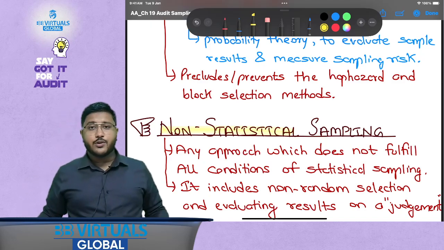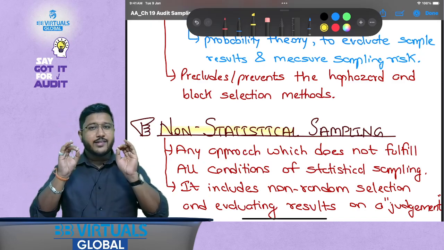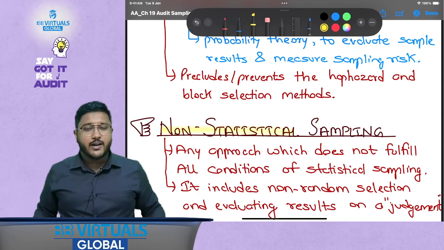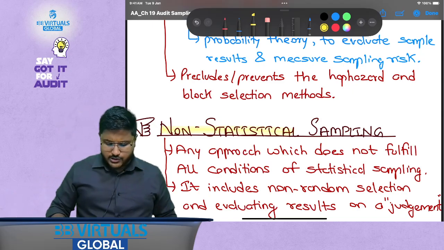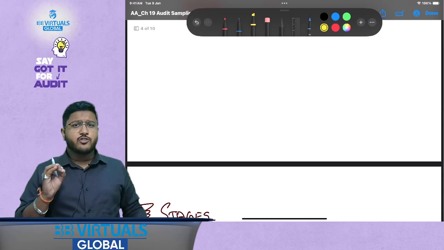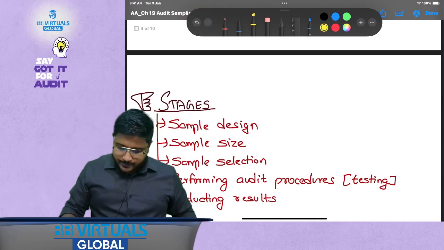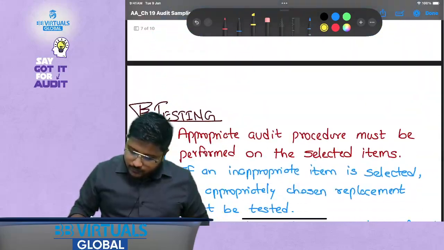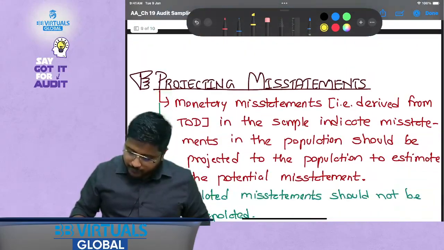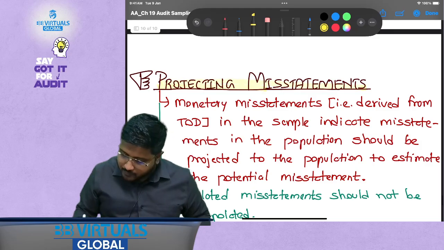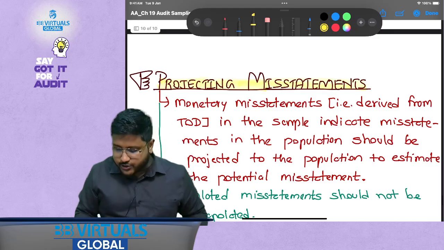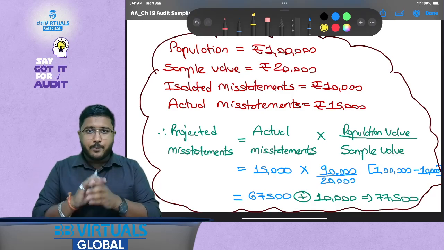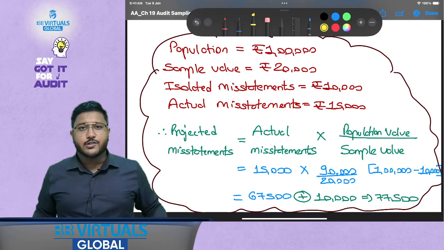My friends, please understand one thing: we are going to revise everything in a very detailed mode, yet with minimal time investment, and that is why I am keeping my pace a little fast. Wherever you feel trouble, please feel free to reach out to me to discuss any of your queries. Then we are going to discuss the stages. Once we are finished with the stages, we are going to go for projecting misstatements. How do we project the misstatements to the entire population? Once we finish that, our chapter would be done. So this is the core of chapter number 19, which is audit sampling.